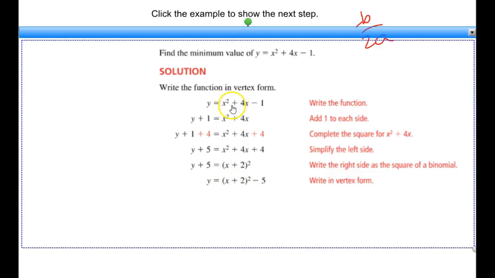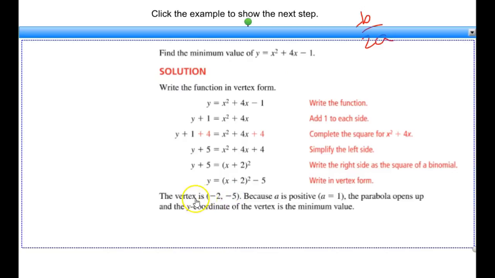So before, when we found vertex form, I did my negative b over 2a and I plugged it back in and I found my vertex and then I wrote it in vertex form. But I can complete the square and do that to also write this in vertex form. So my vertex is going to be negative 2, negative 5, and because my a was positive, the parabola opens up, so I know that it's a minimum value. And so my minimum value is always that y value of my vertex, so the minimum for this function is that negative 5.